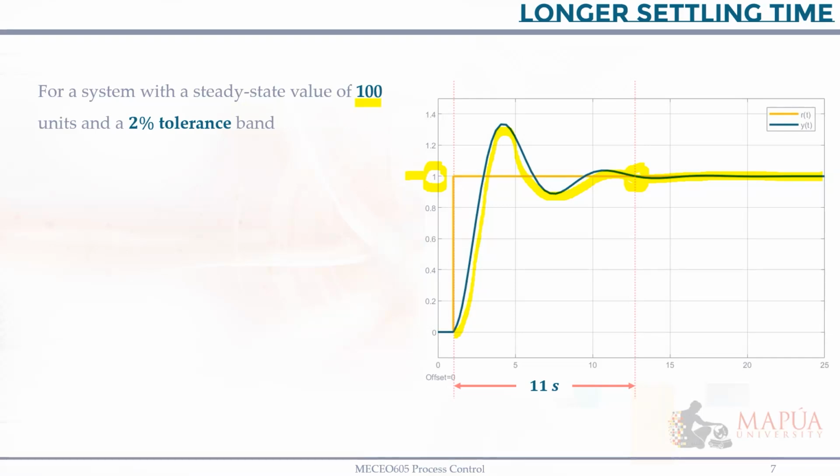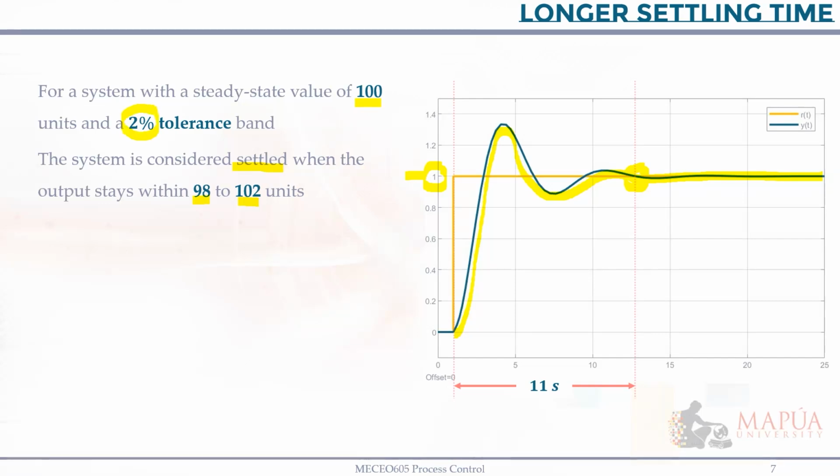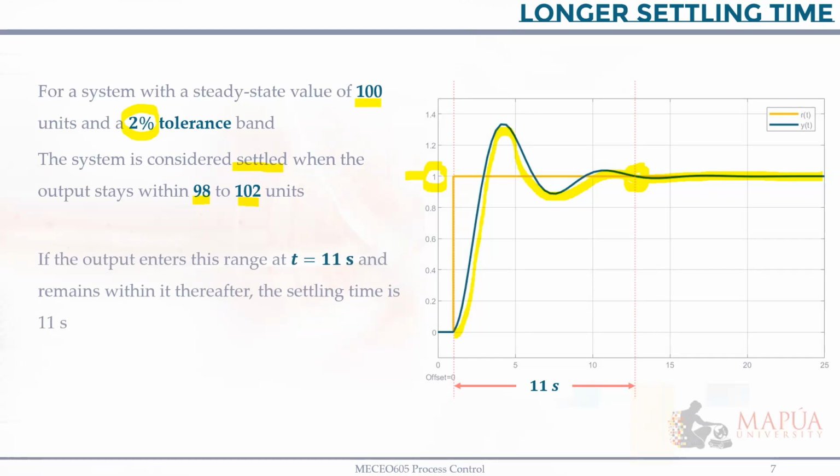This system has a 2% tolerance band, which means that the system is considered settled when the output stays between 98 and 102 units, due to the 2% tolerance. If the output enters this range at, let's say, 11 seconds and remains within it thereafter, it means it has settled down, and the settling time is 11 seconds. The common effects of time delay are overshoot and longer settling time.